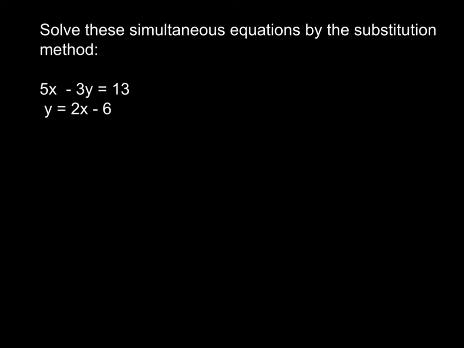So the substitution method is to replace one of the variables with an expression that just has the other variable in it. And so when you do that, you end up with one equation with one thing that you don't know, which means you can solve it. So in this one, because the second equation we've been given is y equals 2x minus 6, we know that 2x minus 6 is what y equals, so we're going to replace the y in the first equation with that expression.